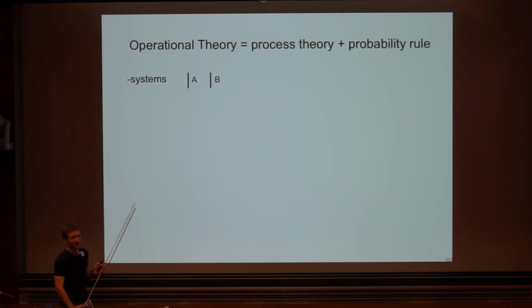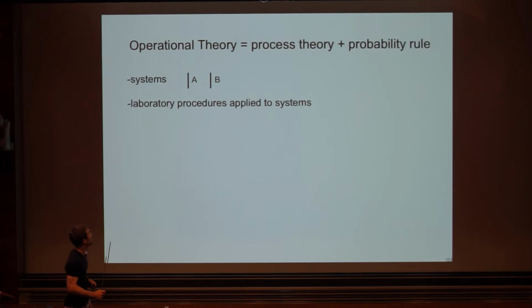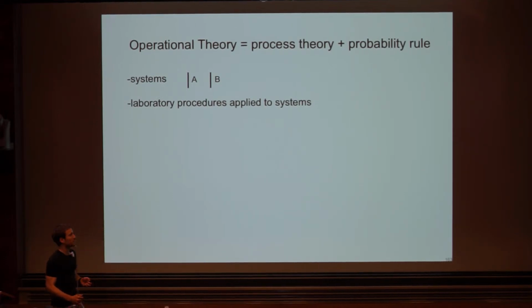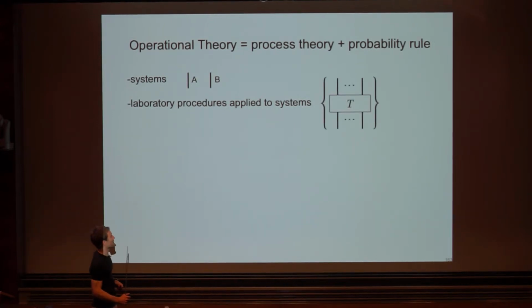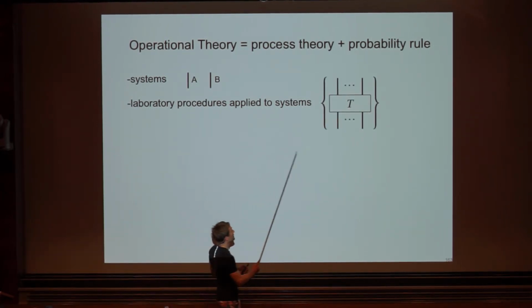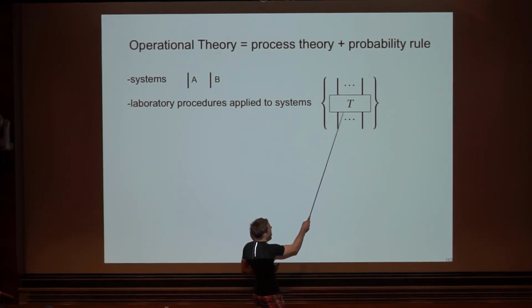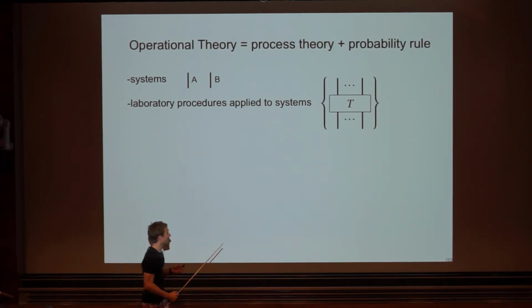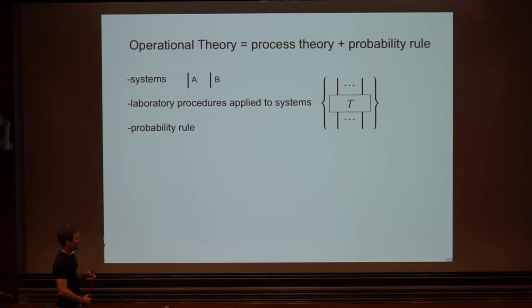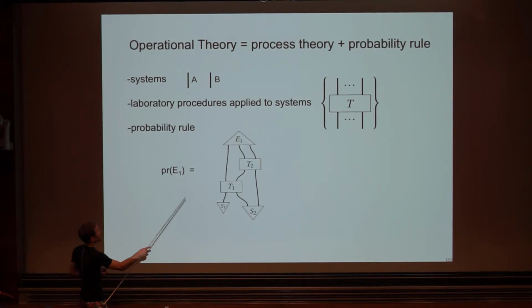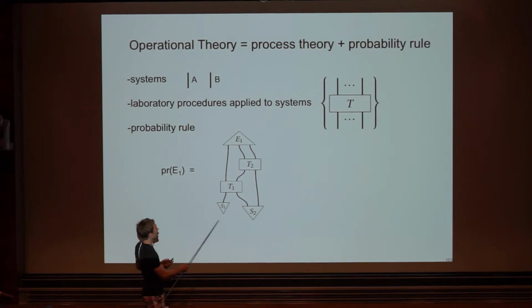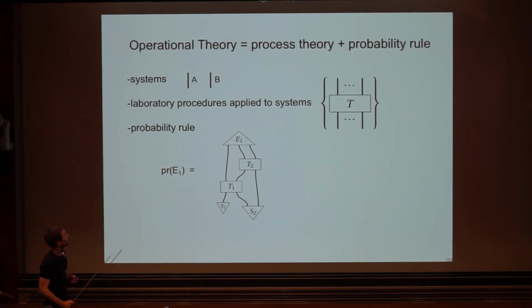So the process theory has system types, which are just abstract degrees of freedom, like a photon or an electron. And the processes in an operational theory are just laboratory procedures that you apply on these photons or electrons or other systems. So we can depict those lists of lab instructions we talked about as just some list inside a box, and we can depict things pictorially within a process theory. And whenever you get a closed diagram like this, the probability rule can be applied to tell you the probability distribution over the outcomes, in this case E1, conditioned on the things that came before.